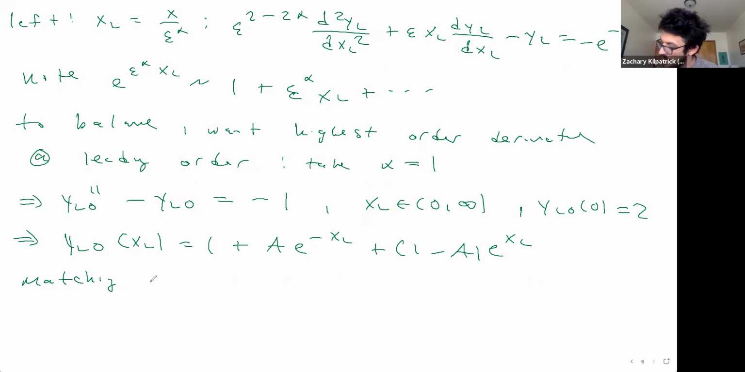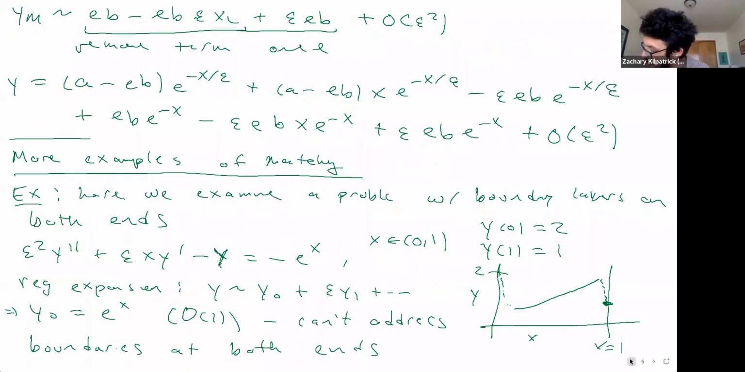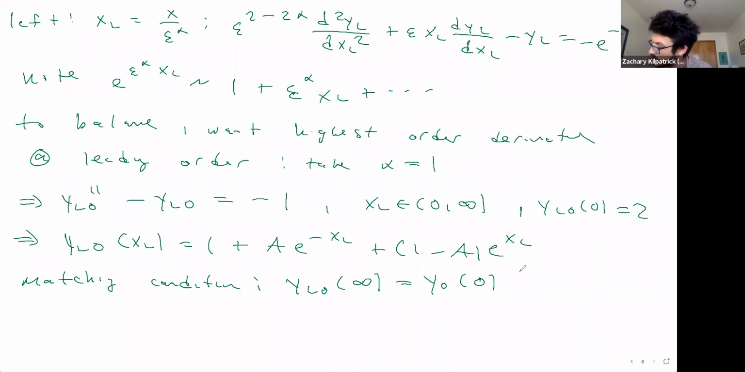So just to shorthand the matching condition now, rather than going through intermediate parameters, let's just look at the limit of YL0 as x goes to infinity, and the limit of our outer solution Y0 as x goes to 0. If I look back here, remember my outer solution was just e to the x, so I get 1 on the right hand side.